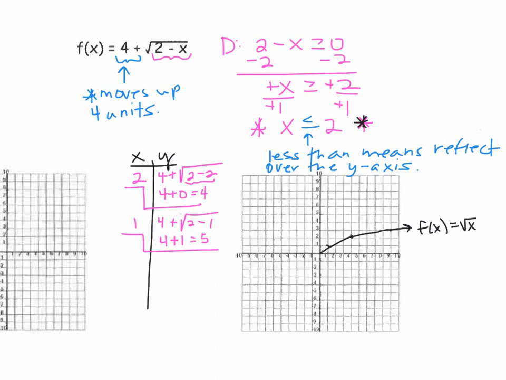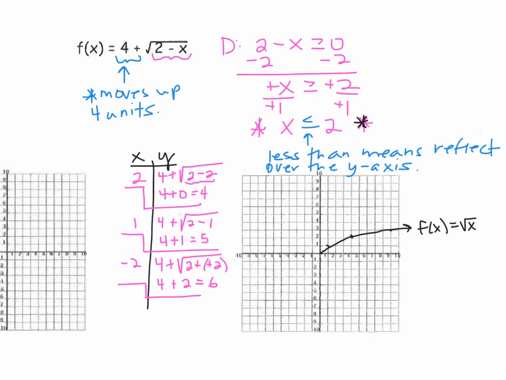If I go over to −2, watch what happens to the inside of that square root. We have the square root of 2 − (−2), but watch this, that becomes positive, and 2 + 2 is 4. The square root of 4 is 2, that makes 4 + 2 equal to 6.